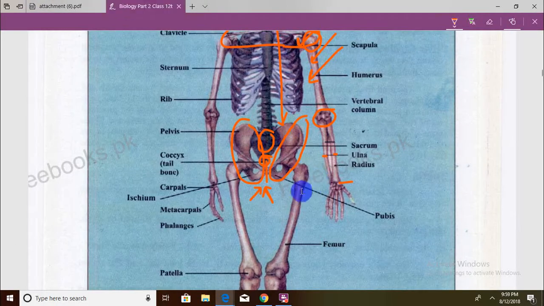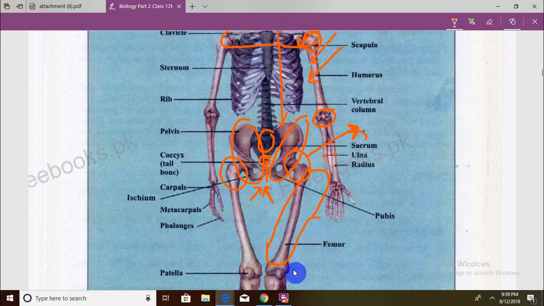Then over here is the femur's globular head, which forms another ball and socket joint, a type of joint which allows maximum rotation, freely movable, so to speak. Then we have the femur, which is the thigh bone, not the leg bone, and that is the largest bone in the body.